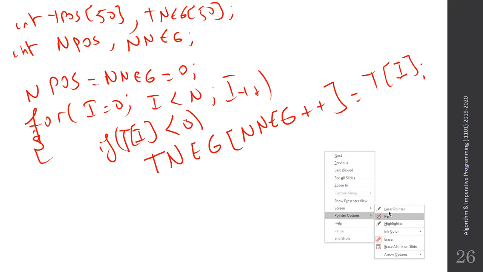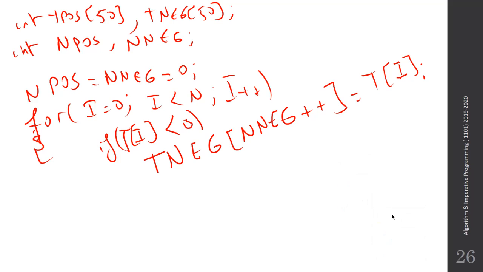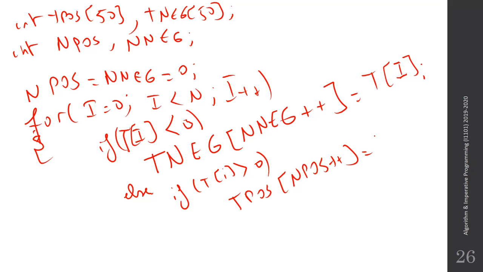It's way better. So this is for if t[i] is negative. Else, it means t[i] is greater or equal to 0, so I should use another if. If t[i] is greater than 0, I would place in t_positive[n_positive++] the value t[i].